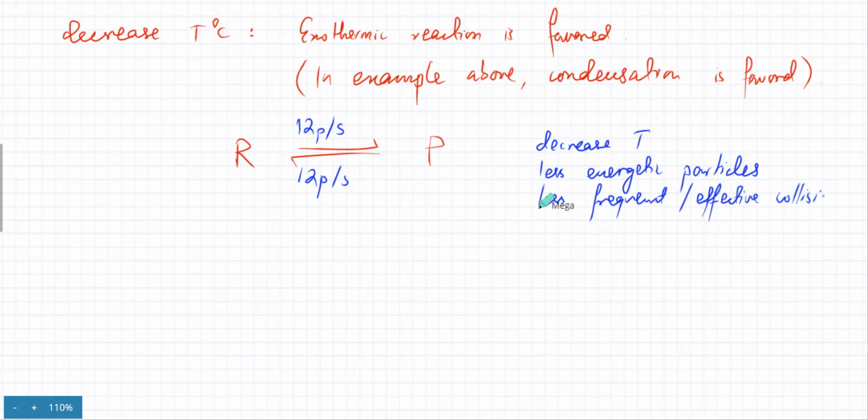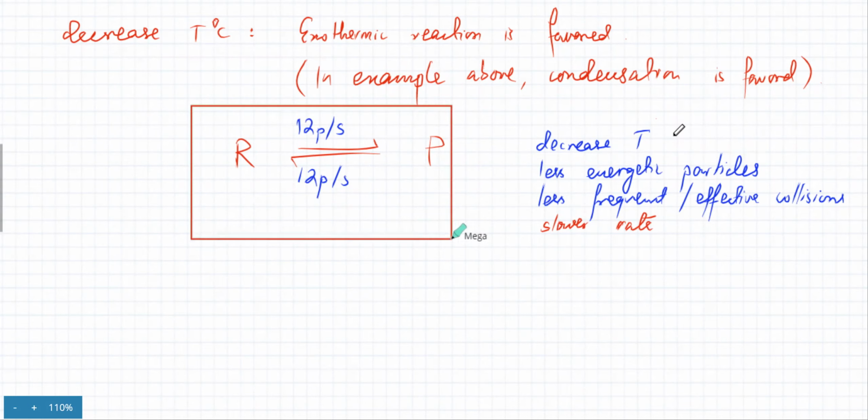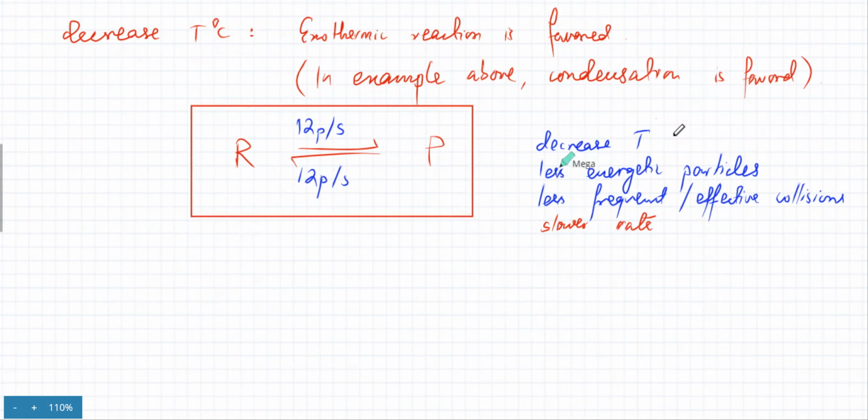So your reactions are going to be slower. So less frequent and less effective collisions, and the rate, or the speed of the reaction, will be slower. So if I decrease temperature, think of this as the equilibrium. Think of this as liquid water evaporating and condensing at the same time.